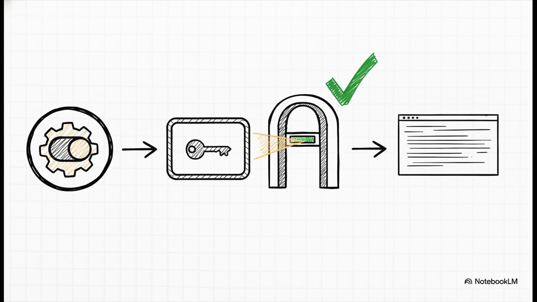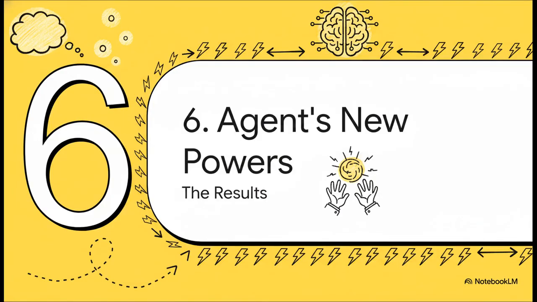And what's really cool is how simple the configuration is. You just set the authorizer type to custom JWT in your JSON file, and then you allowlist the standard authorization header. The best part? The Bedrock runtime handles all the complicated token validation for you before the request even gets to your code.